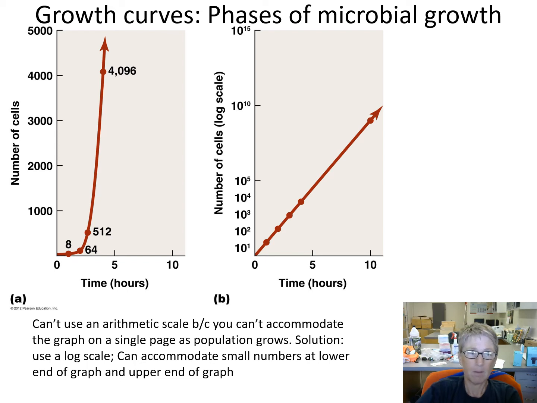So here again, on this side, letter A is an arithmetic scale. Letter B is a logarithmic scale to count the number of cells. And you can see why you can't use an arithmetic scale, because you can't accommodate the graph of a growing population on a single page. Population growth would go up here, and you couldn't get the numbers on a single page. So the solution is to use a log scale, so you can accommodate small numbers at the lower end and large numbers at the upper end of the graph.